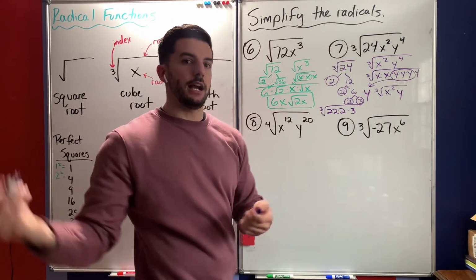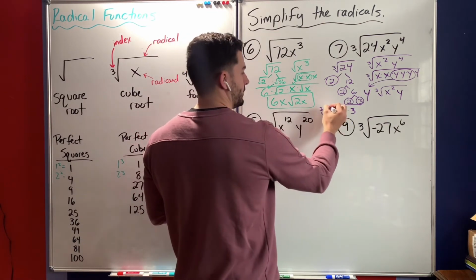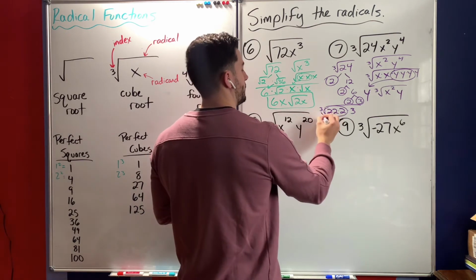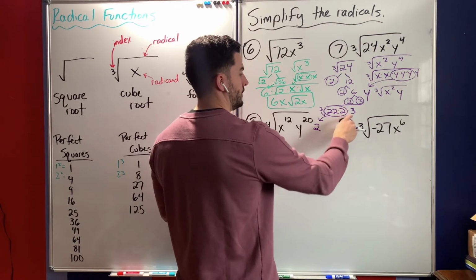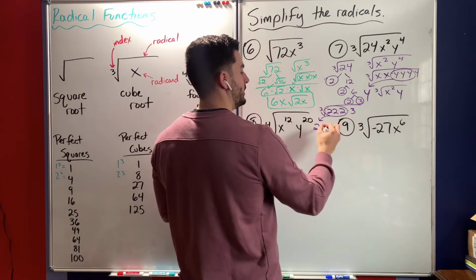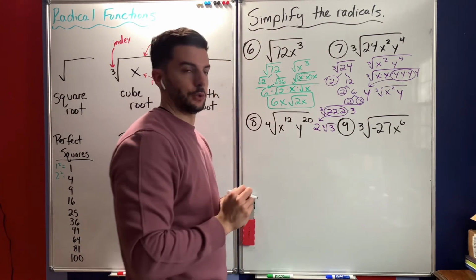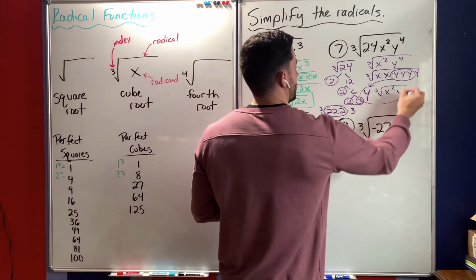Same idea: I want groups of 3 to be able to pull it out of the radical. And I have that here. I have three 2's, and those three 2's can come out of the radical as a 2. That 3 doesn't have a triple to come out with, so it stays in the radical. So 2 times the cube root of 3, and then this variable part.